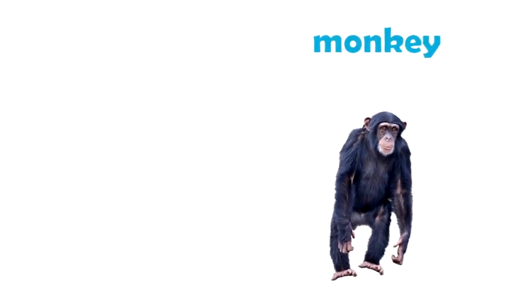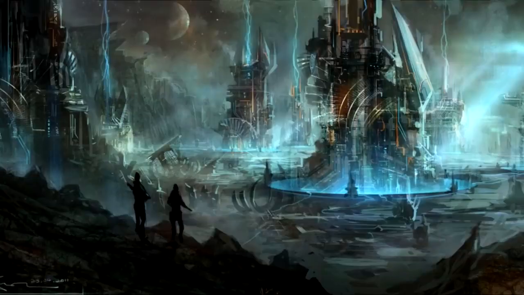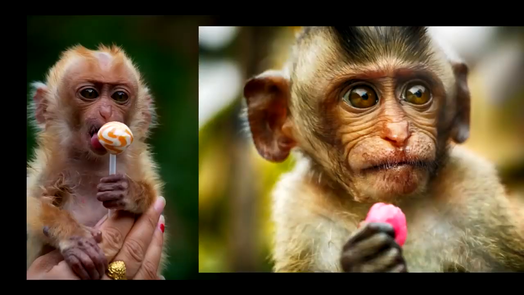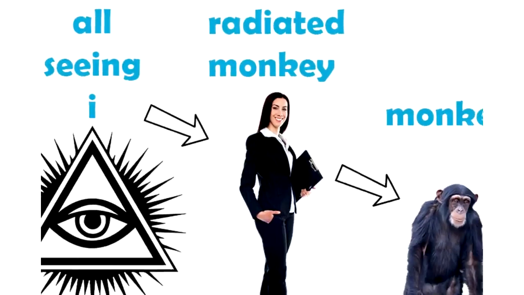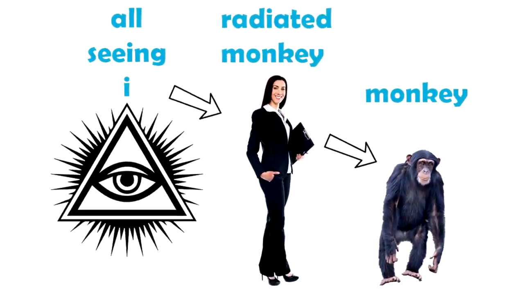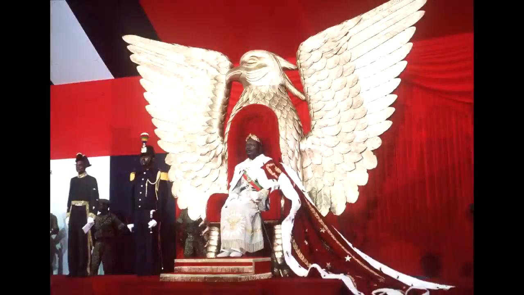So you can see in the video the monkey receives orders from the radiated monkey. Without orders, it cannot function in the parasite's world. It is rewarded with some candy bars. The radiated monkey also receives orders, but without realizing it. This monkey is rewarded with a crown of some forgotten kingdom.